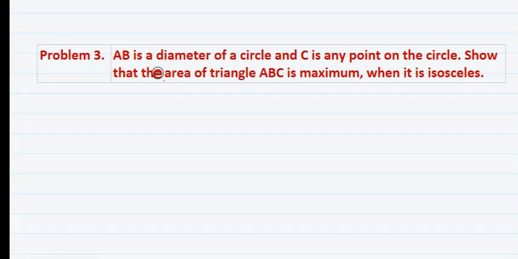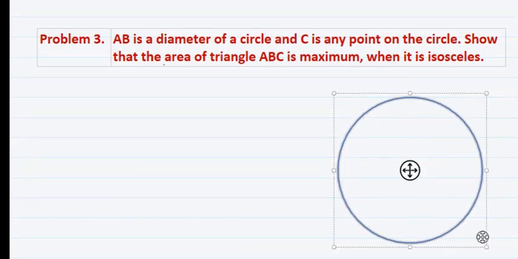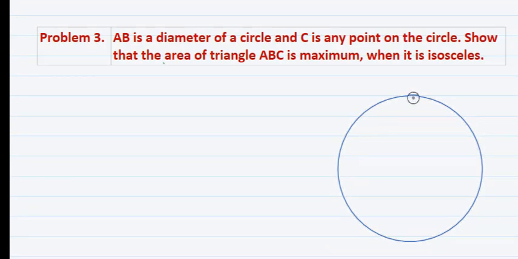Here is the next problem. AB is a diameter of a circle and C is any point on the circle. Show that the area of triangle ABC is maximum when it is isosceles. So to understand this question, it is better to draw the figure. Okay, so let me draw the figure for the same problem. First of all, let me draw a circle. Okay, on this circle, let C be any point.